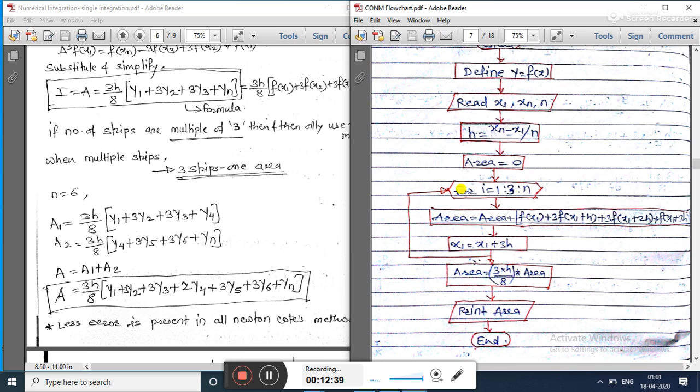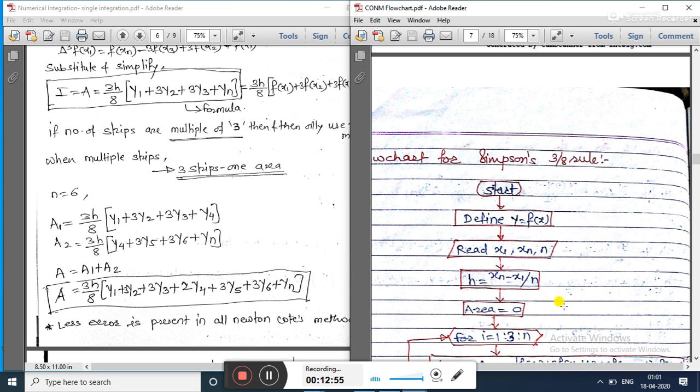Loop is closed. n plus 1 value is not possible. Come to the next step. Whatever the summation is, it is multiplied by 3h by 8. 3h by 8, that is the final area, print area. So this is about the Newton-Cotes method flowcharts.